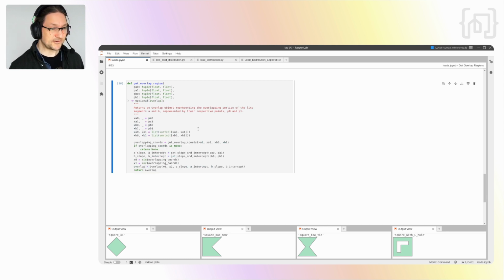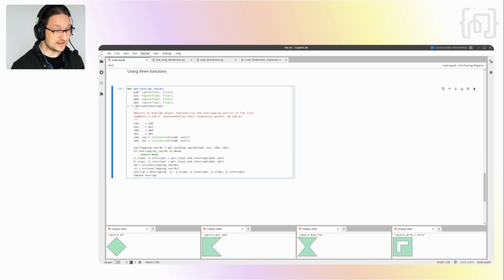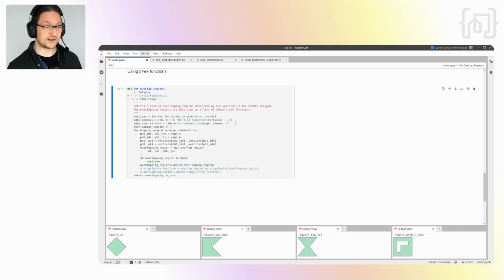So now we've got a function to figure out if two lines overlap. What we need to do is pass it two lines: the start point and end point of line segment A, and the start point and end point of line segment B. If these two things overlap and we get some value other than None, then figure out the slope and y-intercept of line A, the slope and y-intercept of line B, and now that is our overlap region for those two lines. Now we can figure out what the overlap region is.